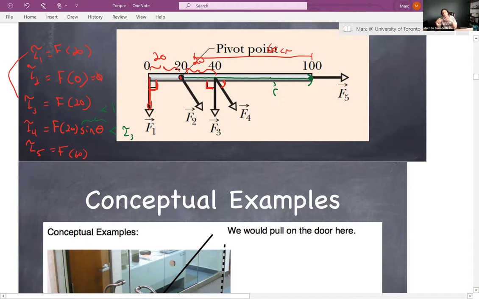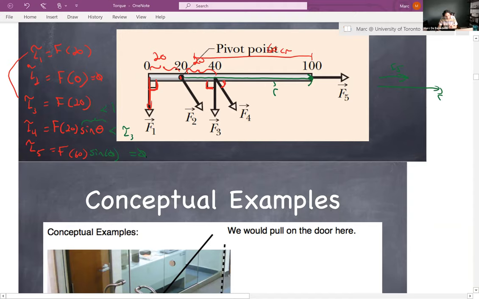So what is the angle between force F5 and the lever arm? What is the angle between those two vectors? The angle here is zero. They're parallel vectors. So the sine of zero is zero.